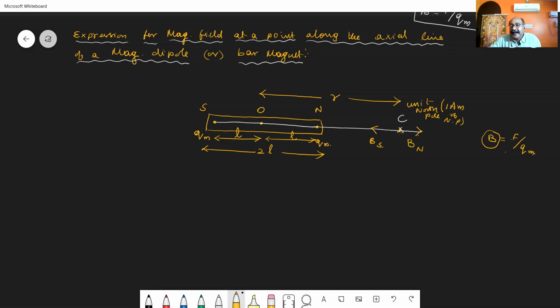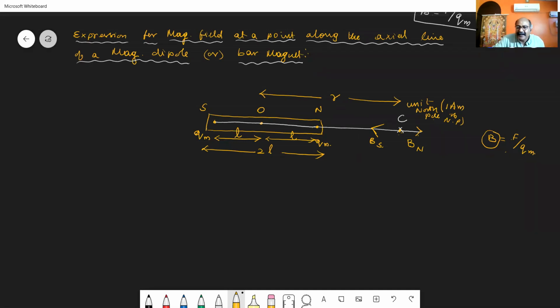Similarly, if you are calculating the force on unit north pole due to south pole, then the force is considered to be attractive. That is negative x-axis. If the force is attractive along the negative x-axis, force per unit pole strength is magnetic field due to the south pole. Hope you have clearly understood this concept.